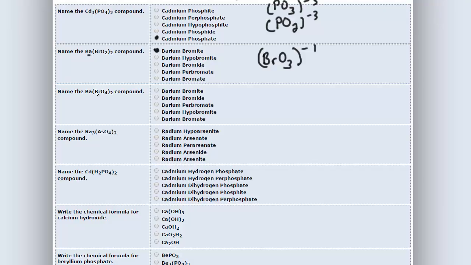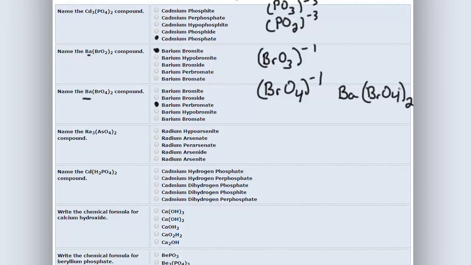Name the Ba(BrO4)2 compound. BrO3 is bromate, so one more oxygen, BrO4, that would be called perbromate. So the name of this compound must be barium perbromate. Barium perbromate. Let's do the math equation on that. Barium, Ba, perbromate, BrO4, and I have 2 of them.